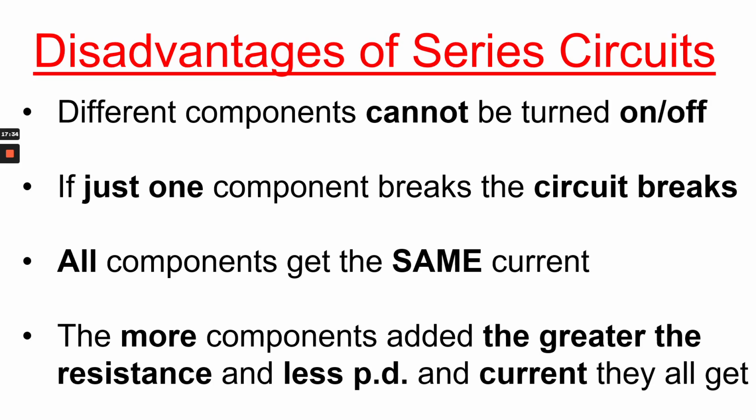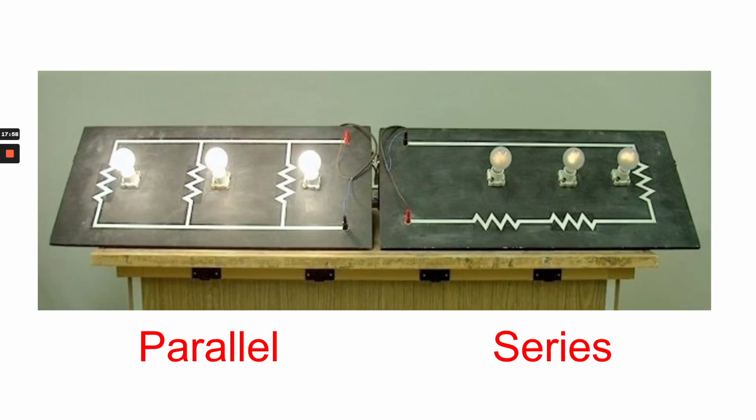Now, the disadvantages of series circuits are many. Components cannot be turned on and off. The classic example is the Christmas tree lights. If one light breaks, they all break. All components get the same current, whether they want it or not. And finally, the more components added, the greater the resistance and the less potential difference and current they all get. So the light bulbs will get dimmer and dimmer the more you add, whereas you'll see in a parallel circuit, they all stay the same brightness.